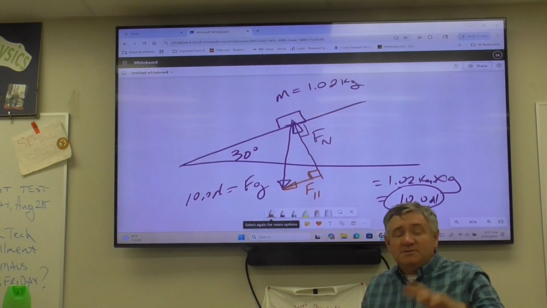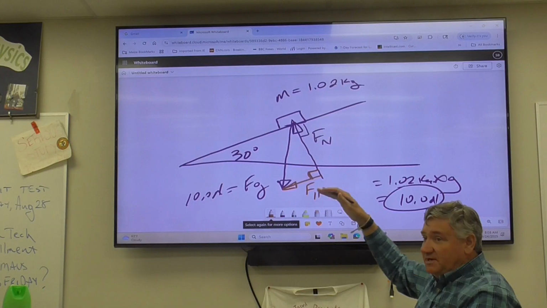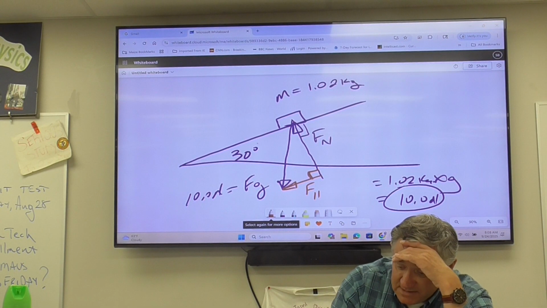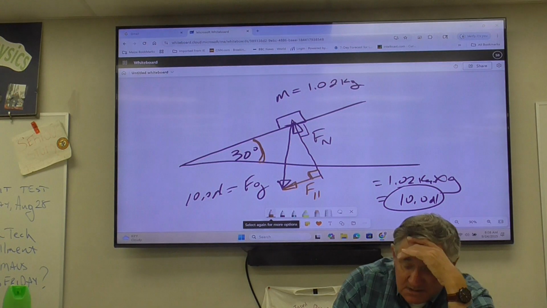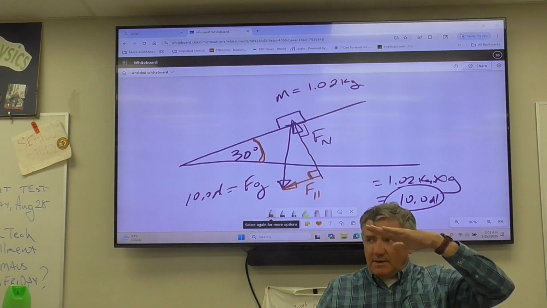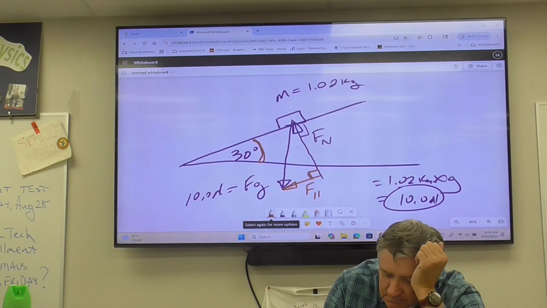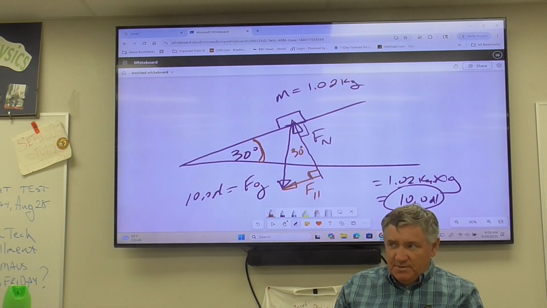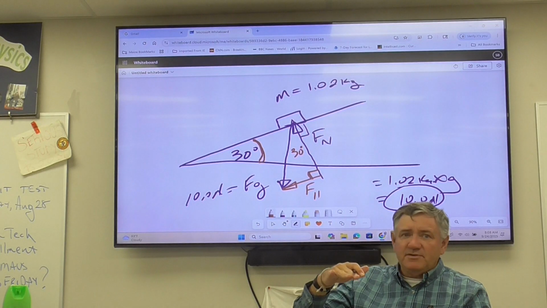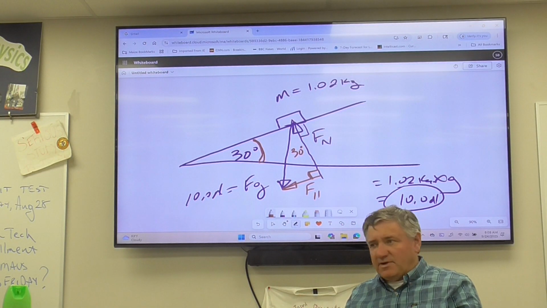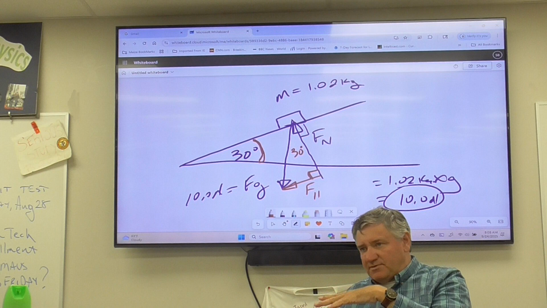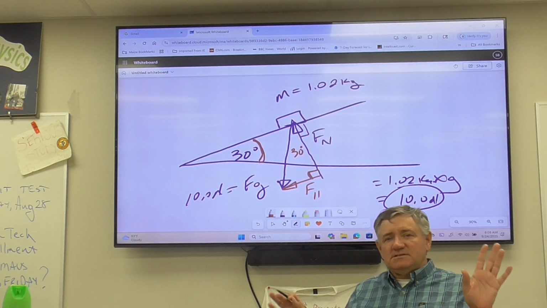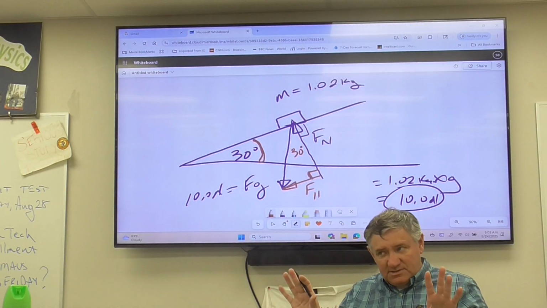Now, if you go through the geometric proof, like alternate interior angles and all this other stuff, what you realize is that whatever angle this is between the horizontal and the incline, that's what that angle is going to be. So if that was a 45-degree angle, that would be a 45-degree angle. If that was a 3-degree angle, that would be a 3-degree angle. They're the same, okay?